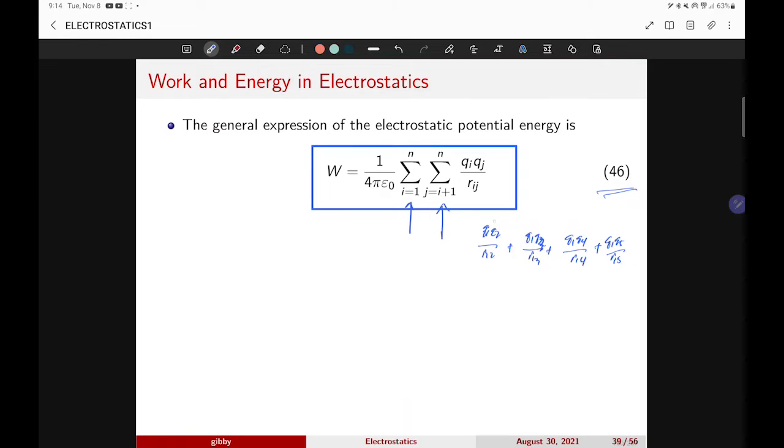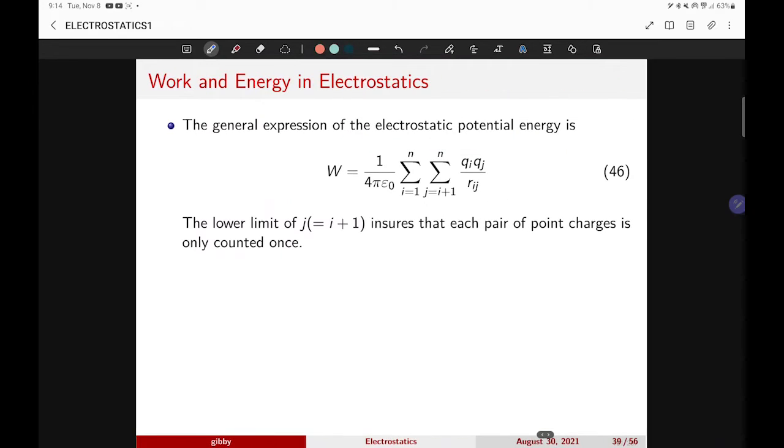So, take a look at the index. So, for i equals 1, and for i equals 2, plus Q2, Q3 over R23 plus Q2, Q4 over R24, and so on. Okay, that's for 5 charges lang na. For arbitrary n, we get this formula. So we have the lower limit that ensures that each pair of point charges is only counted once.